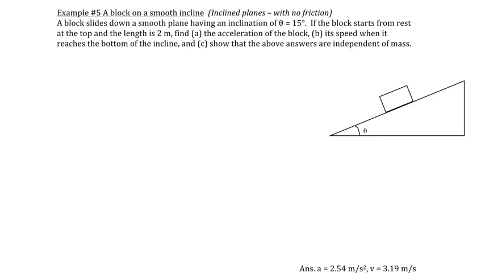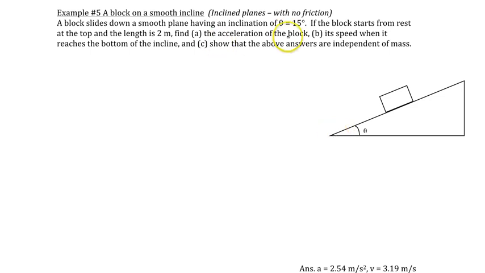Welcome to example number 5. We have a block that is on a smooth inclined plane. That means it has no friction. And the block starts from rest at the very top of this incline and then slides a distance of 2 meters along the hypotenuse of the triangle here.